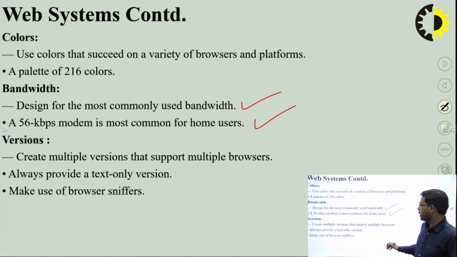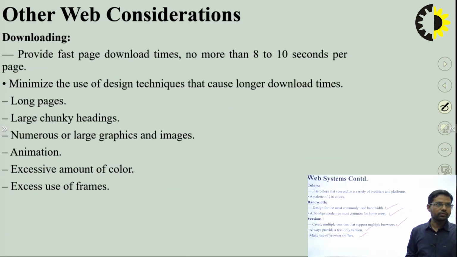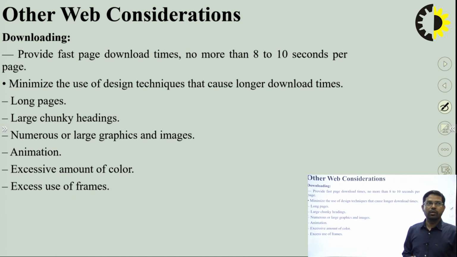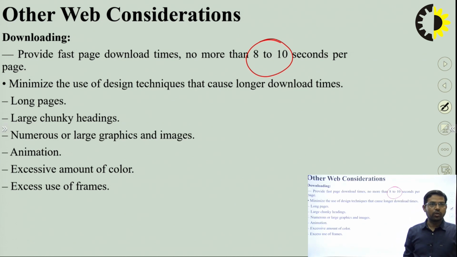Different versions are supported by multiple browsers; all will provide a text-only version and make use of browser sniffers. Okay, downloading. We already know the other considerations. Downloading means we have to download any content which is on the websites. So provide fast-paced download times, no more than 8 to 10 seconds per page.